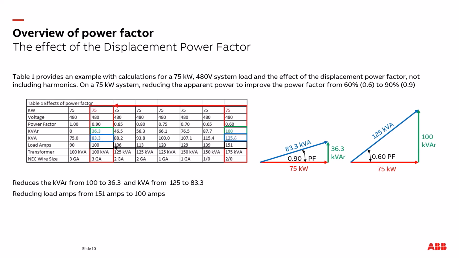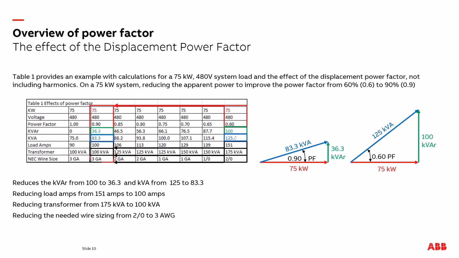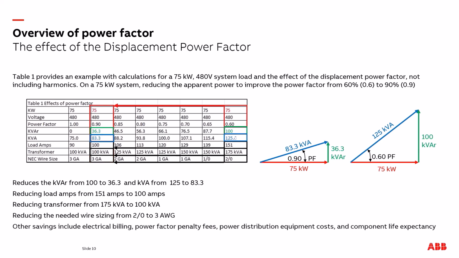We also reduced our load amps from 151 amps down to 100 amps. We also reduced our total kVA needed for a transformer from 175 kVA down to 100 kVA. And we've also reduced our required wiring from a 2-aught to 3 gauge per phase. Other savings include electrical billing, power factor penalties and fees, power distribution equipment costs, and component life expectancy.